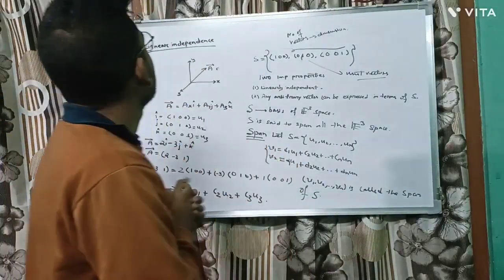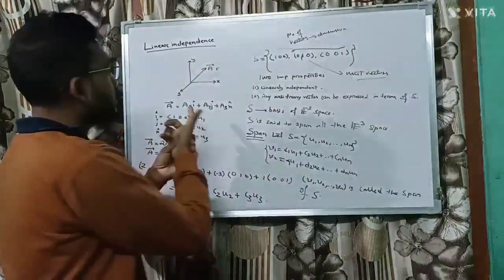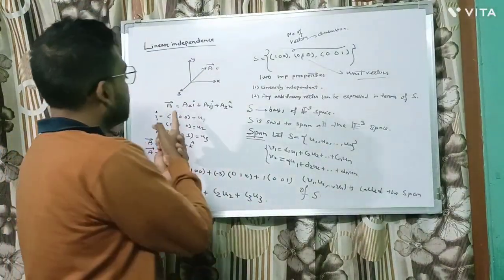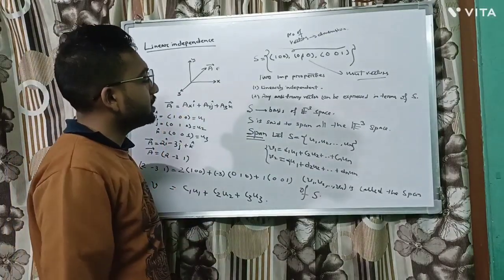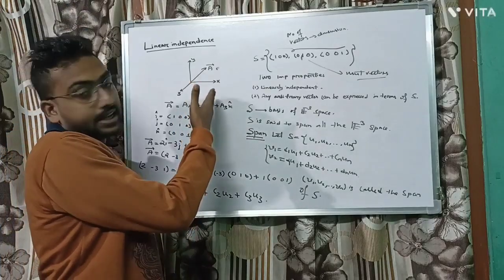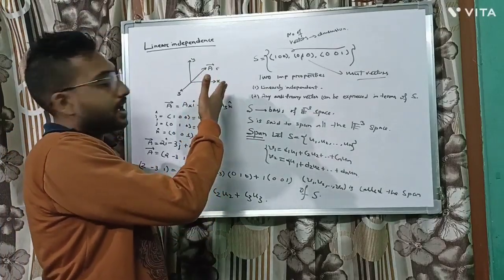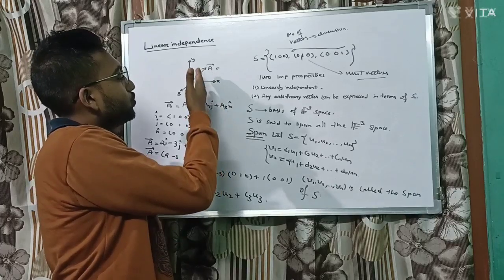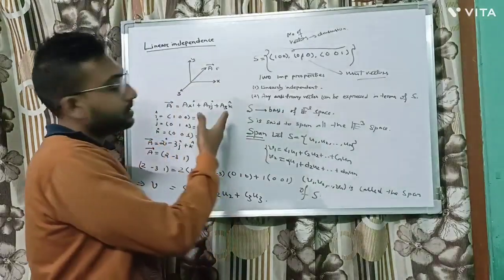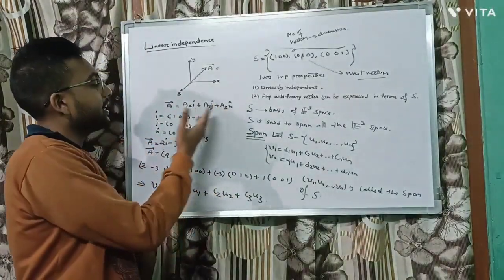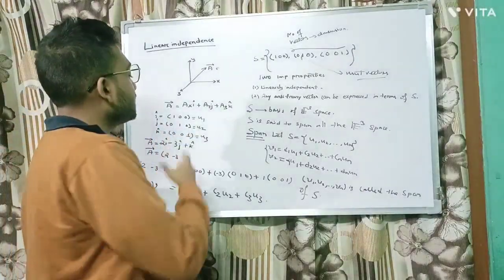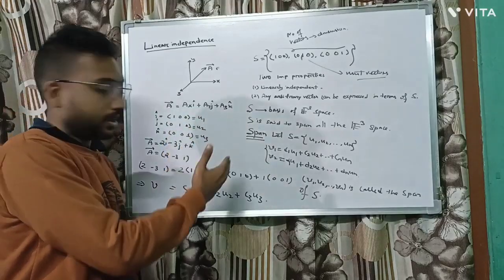So let us learn now about linear independence. As we know, any vector can be expressed using the Cartesian coordinate system as ax i cap plus ay j cap plus az k cap. The unit vectors, the i unit vector for the x coordinate, the j vector for the y coordinate, and the k vector for the z coordinate, can be written for simplicity as (1, 0, 0), (0, 1, 0) and (0, 0, 1). So we are just naming them u1, u2 and u3.